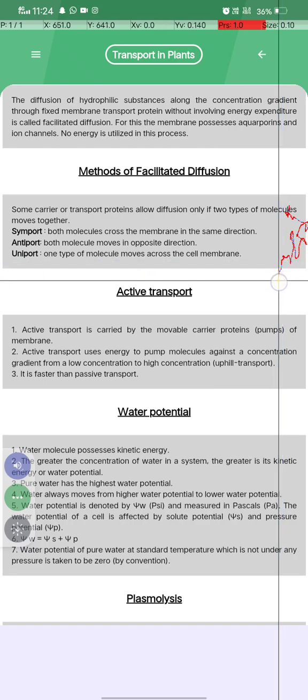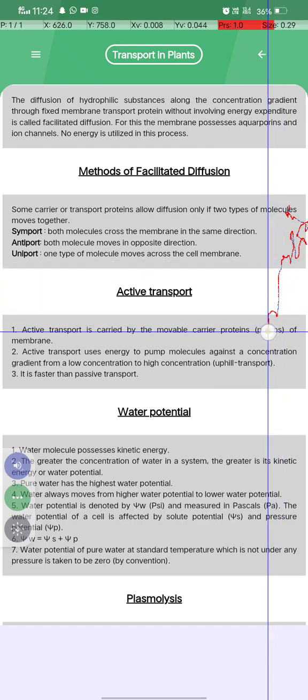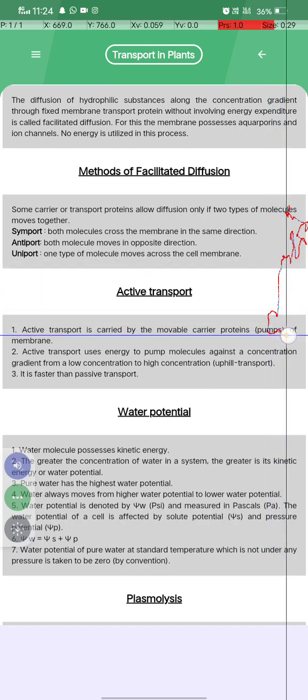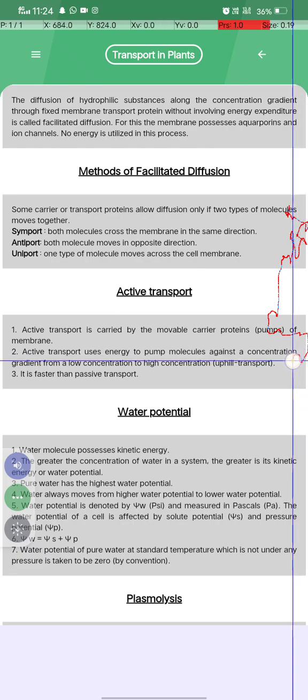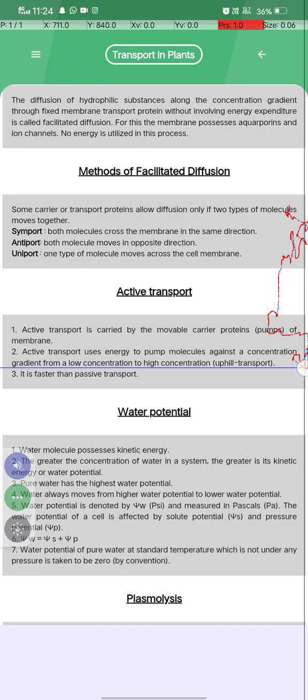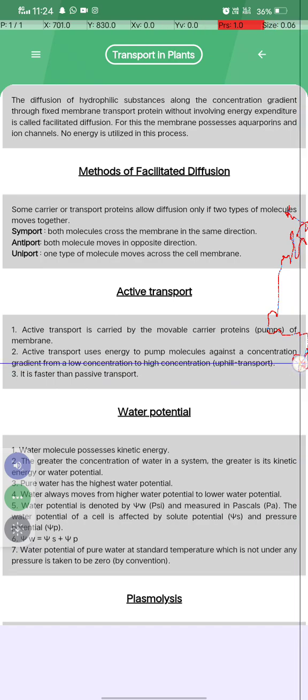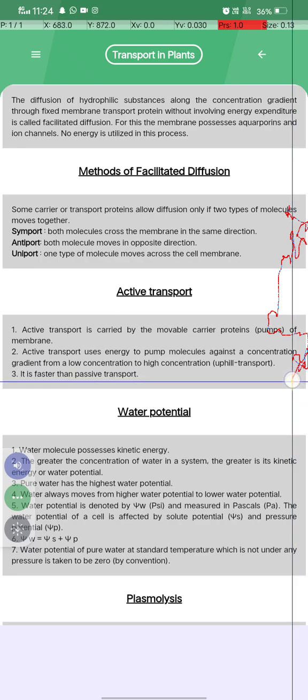Okay. Active transport क्या होता है? Active transport is carried by the movable carrier protein pumps of the membrane, and active transport uses energy to pump molecules against a concentration gradient, from a low concentration to a high concentration. It is a fast transport, and it is faster than the passive transport.